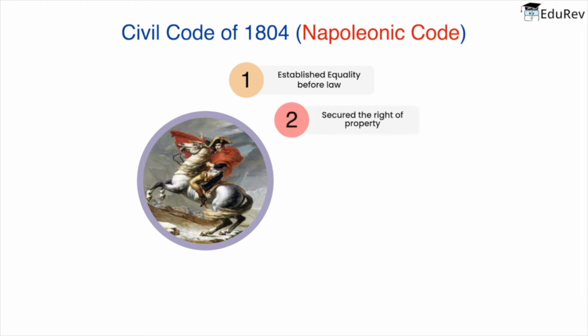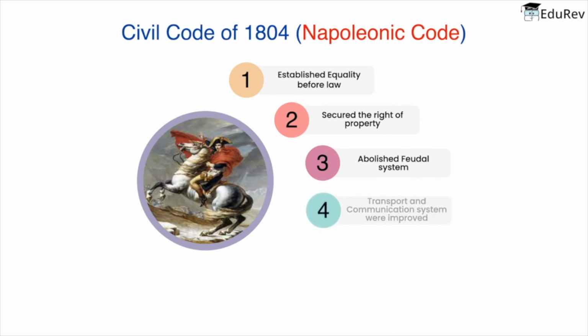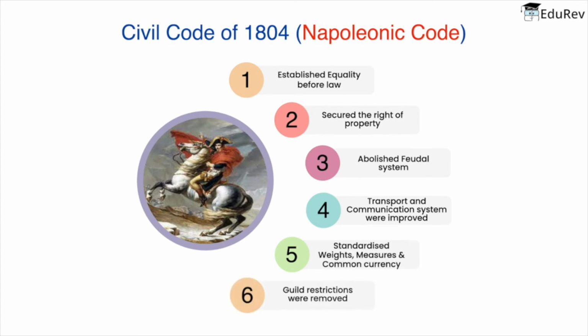This code was exported to the regions under French control. In the Dutch Republic, in Switzerland, in Italy and Germany, Napoleon simplified administrative divisions, abolished the feudal system, and freed peasants from serfdom and manorial dues. In the towns too, guild restrictions were removed. Transport and communication systems were improved.